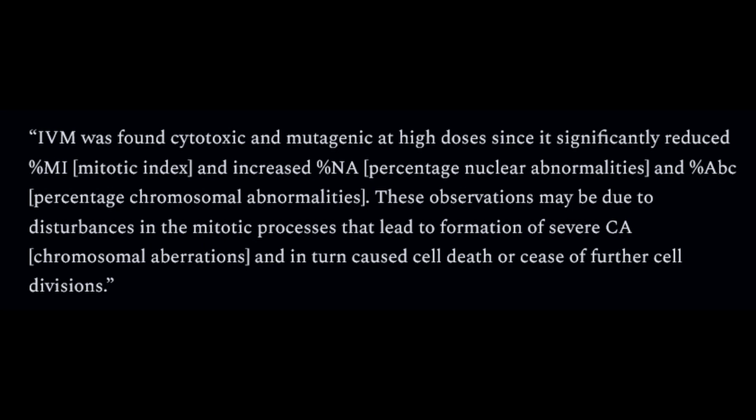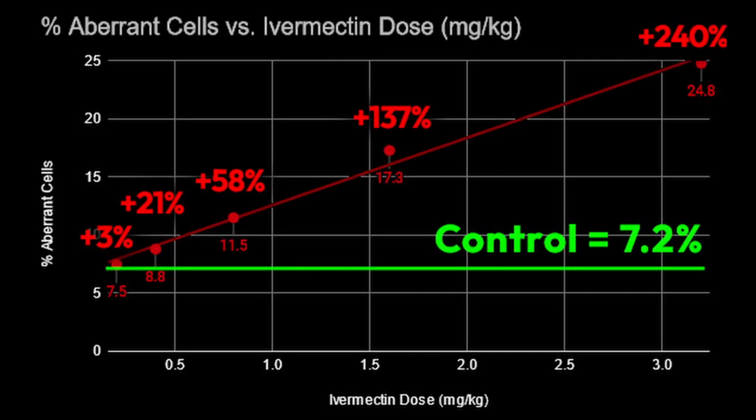Quote, these observations may be due to disturbances in the mitotic processes that lead to formation of severe chromosomal aberrations, and in turn caused cell death or cease of further cell divisions. And again, these are rat bone marrow cells. So here's a chart that shows us the percentage aberrant cells by ivermectin dose. So the x-axis is how much ivermectin was dosed. On the y-axis, what percentage of cells were aberrant, which is not good. We don't want aberrant cells. And the control level was 7.2% aberrant cells.